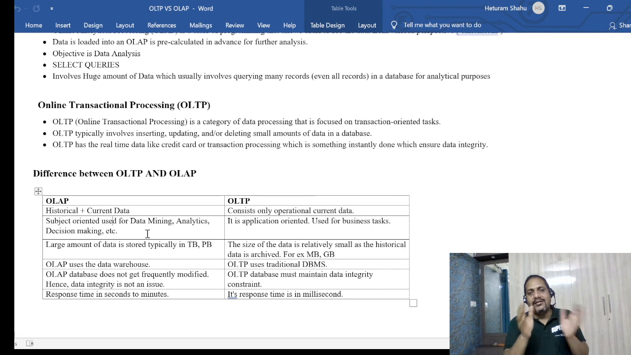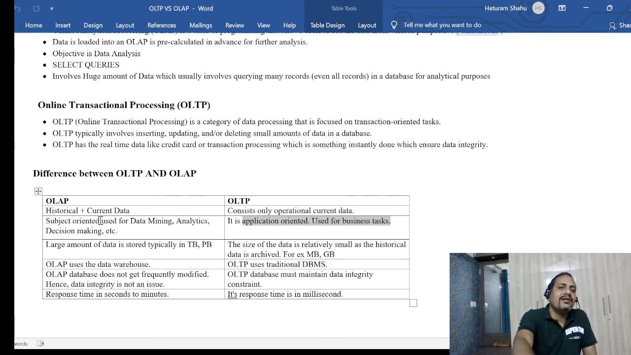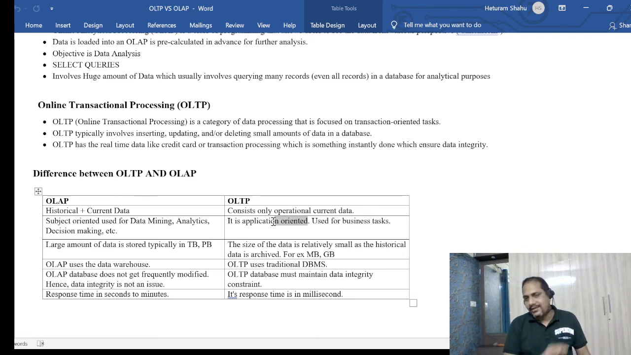So these databases are always subject oriented, because all the data which is coming is always representing some business decision, some business subject area. However, the OLTP system is application oriented. Here, why subject? Because we want to get some analysis, some insight from it. That's why it is subject oriented. Here it has nothing to do with analysis. It is just the production system which is running, right? So it is completely application oriented and used for business tasks only.